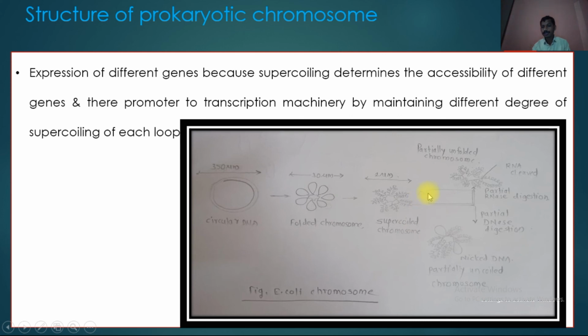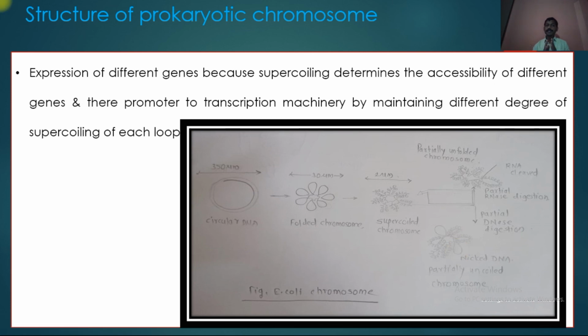Such a supercoil structure is analyzed using the RNase enzyme, by partial RNase digestion. This gives an open loop which cleaves the RNA. Here the presence of HU protein, a histone-like protein, and RNA molecules stabilize the supercoil structure. When we use DNase digestion, we form a loop structure of uncoiled DNA, a partially uncoiled chromosome, and such partially uncoiled regions are used for the specific expression of a specific gene or specific protein.